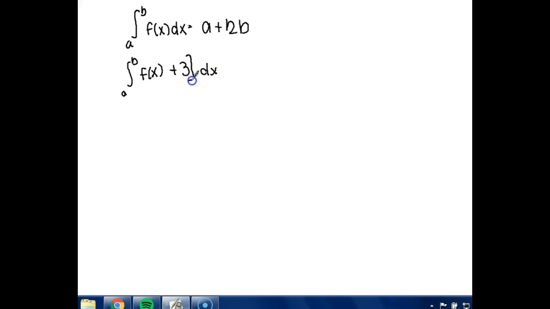a plus 2b. So you had to take into account that we knew the integral from a to b of f of x dx was equal to a plus 2b. And then they said, okay, what's the integral from a to b of f of x plus 3 dx? So what you had to do was treat this like our rules, where the integral from a to b of f of x dx plus the integral from a to b of 3 dx are the same thing. Well, we knew this answer, so it was a plus 2b.